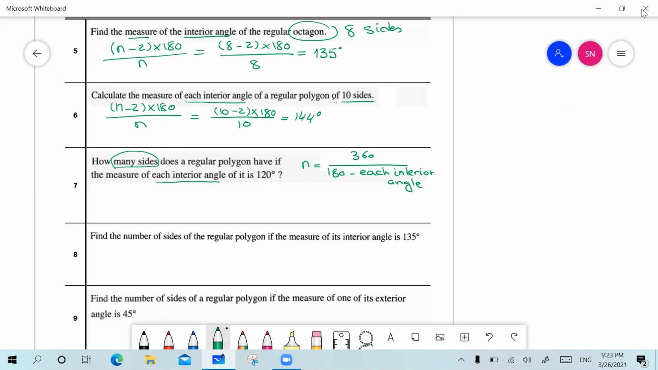I know that each interior angle is 120, right? So I should do 360 divided by 180 minus 120, and this is equal to 6 sides. Is it clear now, Hussein? Write in the chat, please, if it's clear.